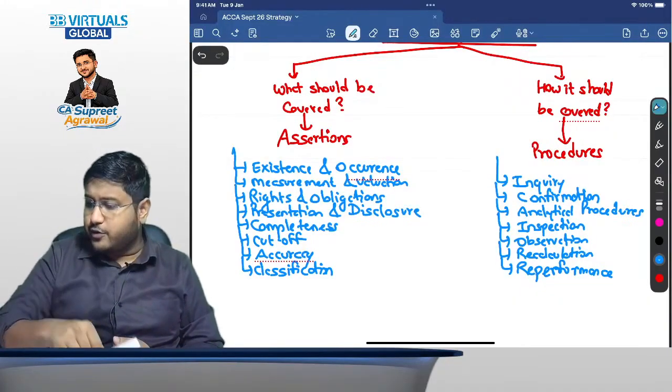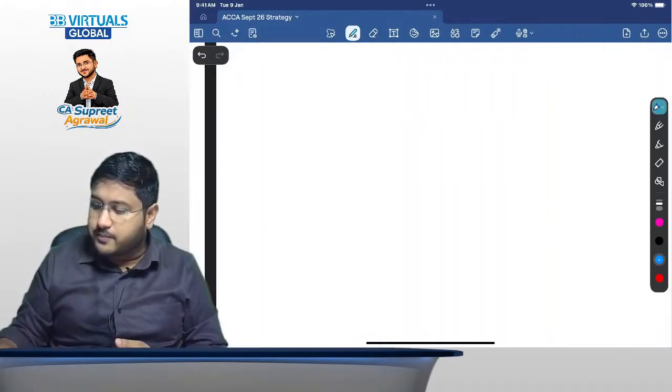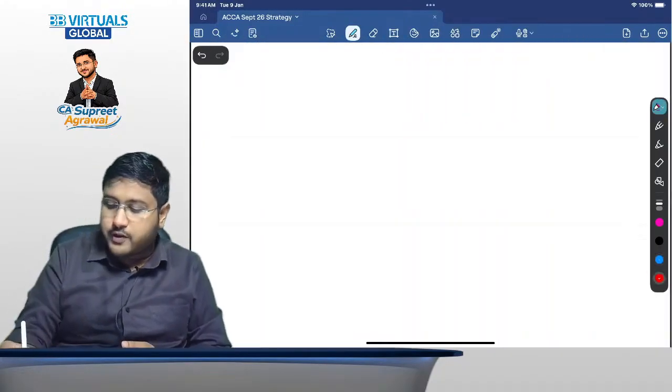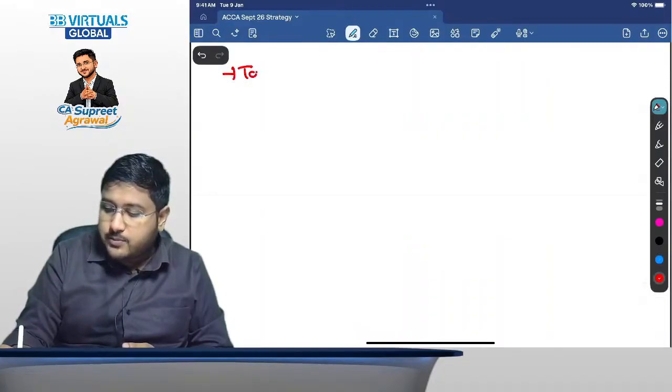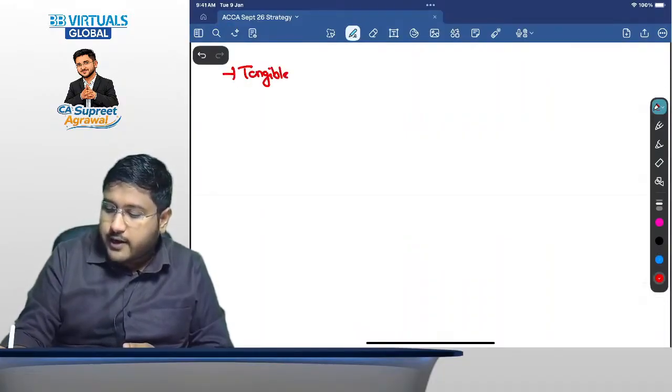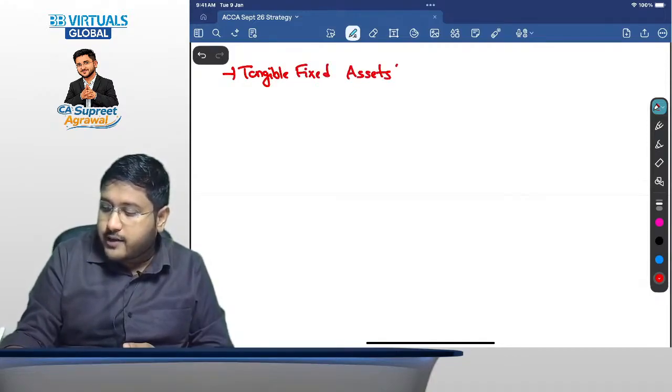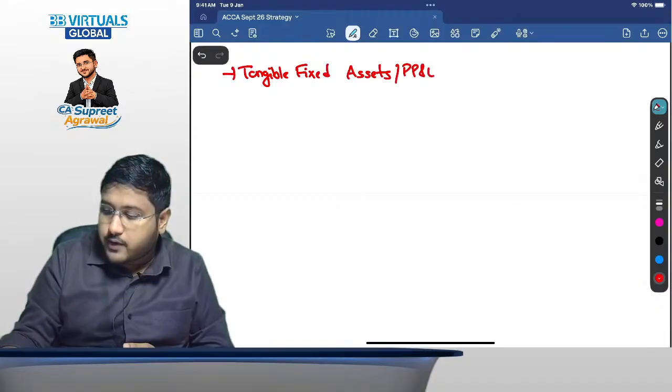Now, let me give you an example here and then we will move further. Let's take an example of, say, tangible fixed assets. A lot of you might know it as PP&E also, right?